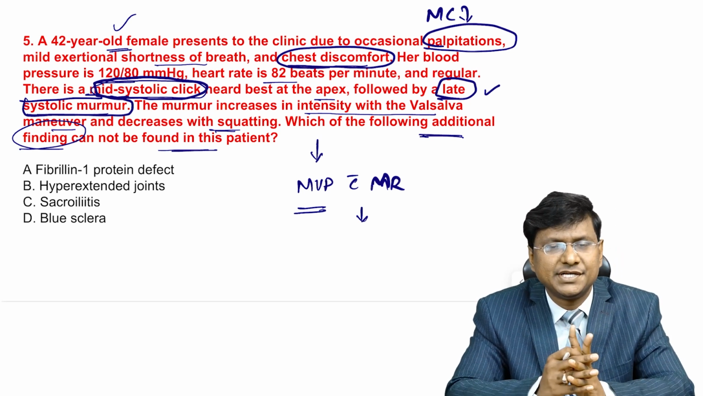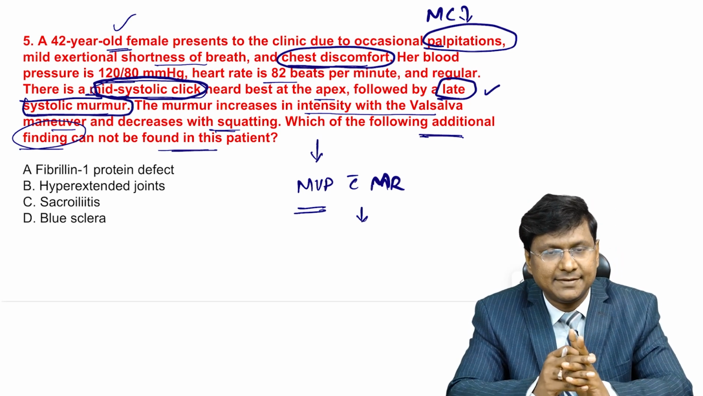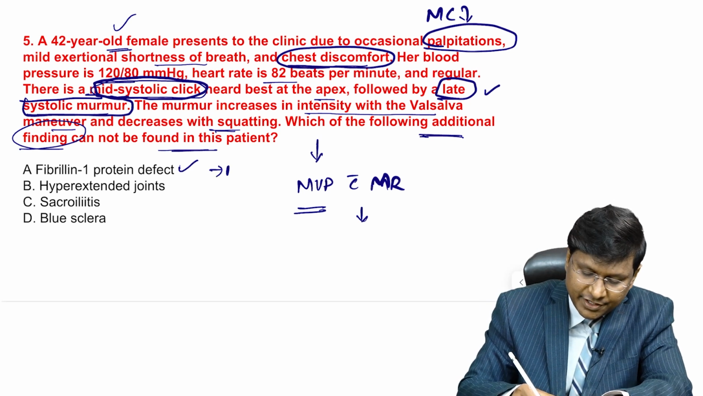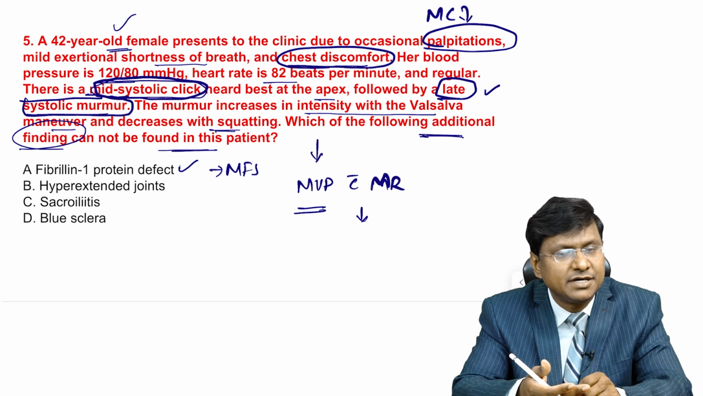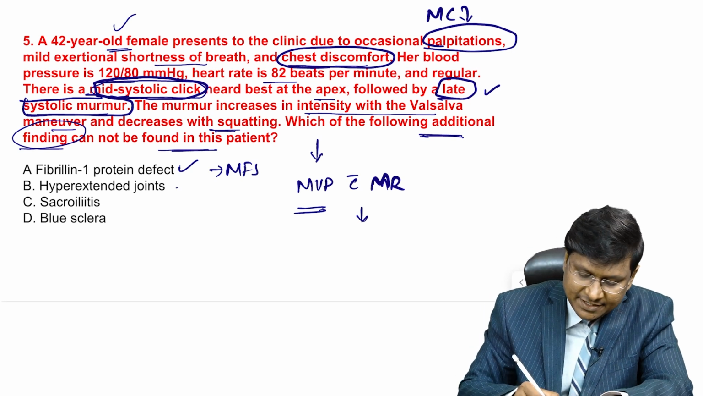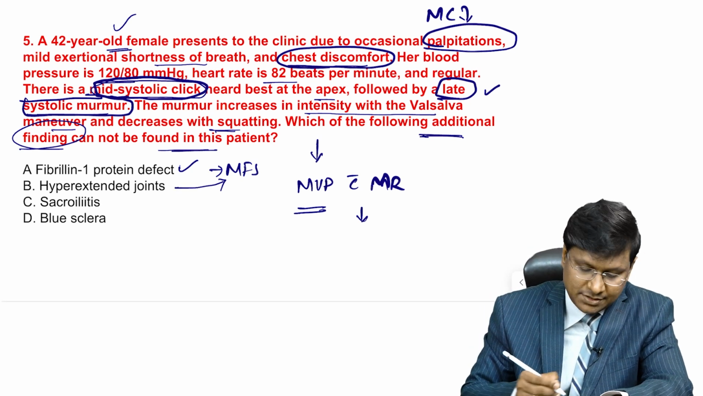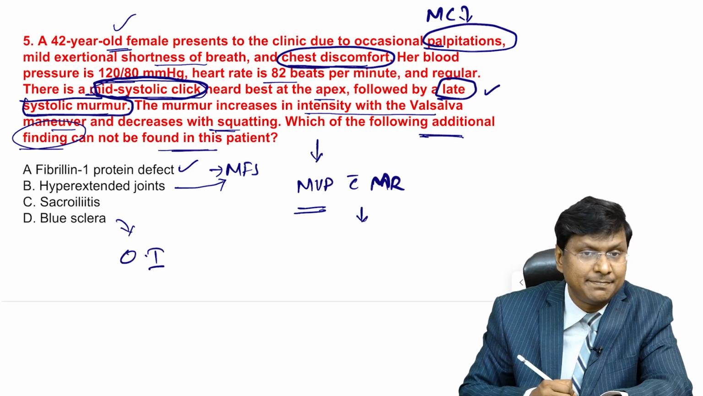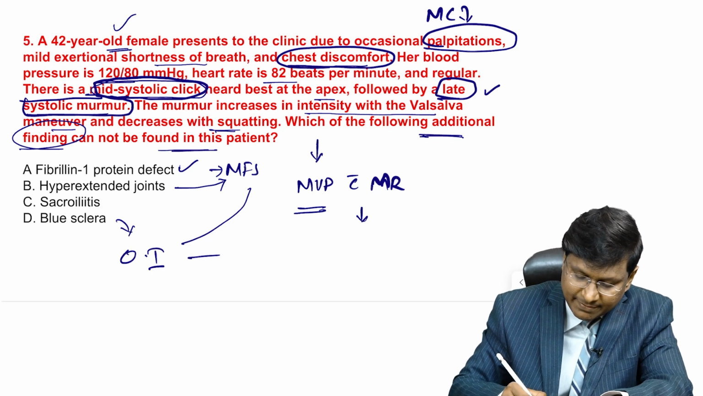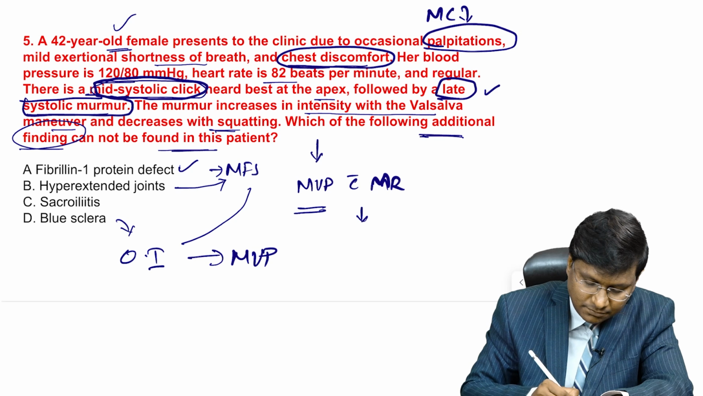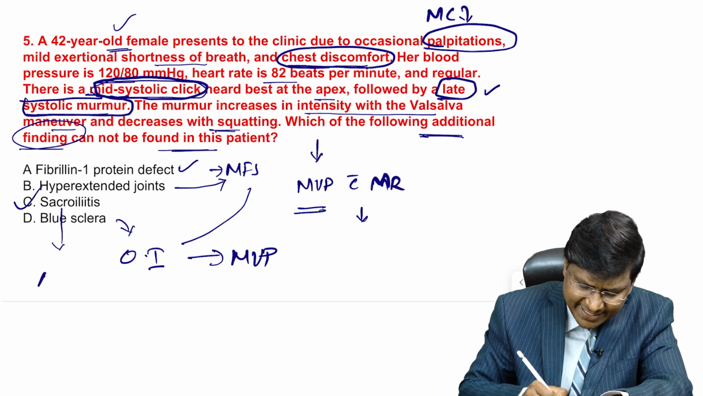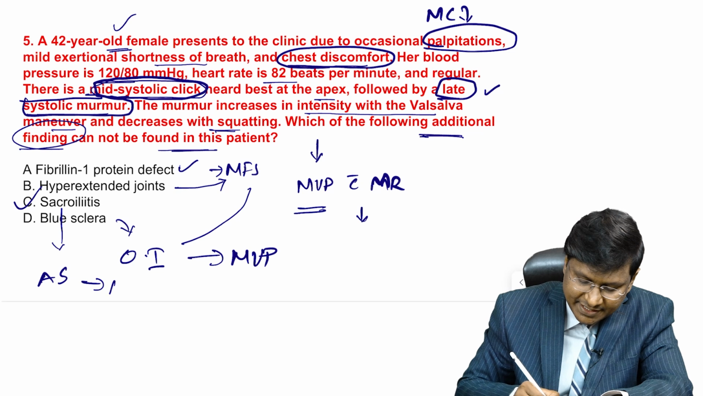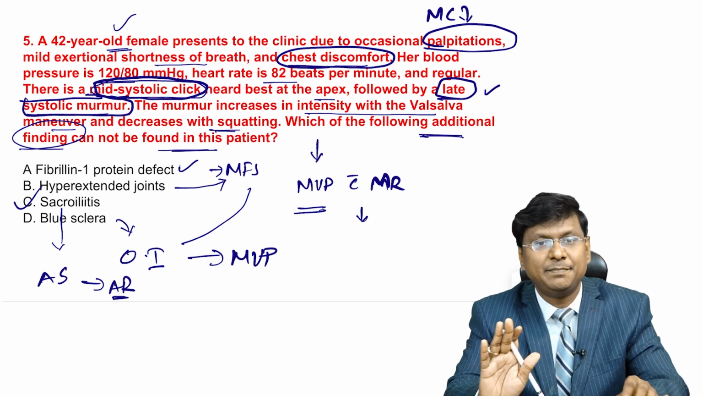Now, what are the etiologies that cause mitral valve prolapse? Number one, Marfan syndrome. Fibrillin 1 protein defect is present in Marfan's. Hyperextended joints are also present in Marfan's. The presence of blue sclera is seen in osteogenesis imperfecta, and even this can cause mitral valve prolapse syndrome. Whereas sacroiliitis is present in ankylosing spondylitis, and ankylosing spondylitis can cause AR but not MVP with MR.